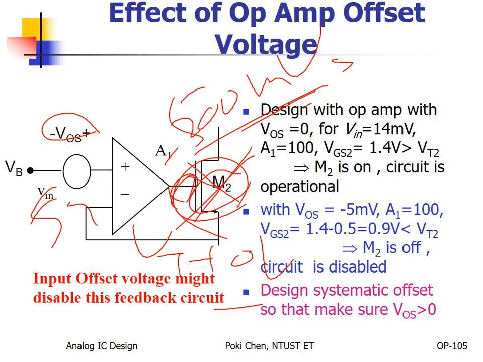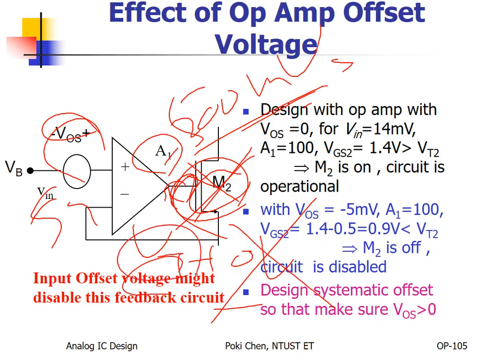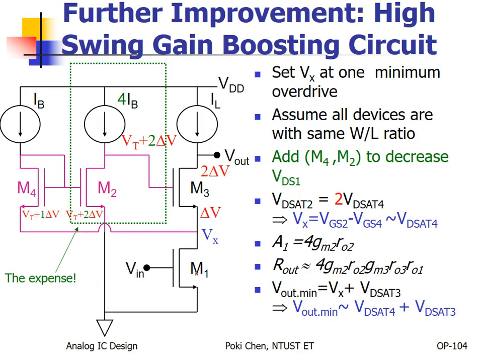Then, for such kind of VOS, more likely it will not only cancel delta V, but also even make the voltage less than 1 VT. So, roughly speaking, maybe 50% of the fabrication process variation will make M2 cut off. Then it doesn't work at all.